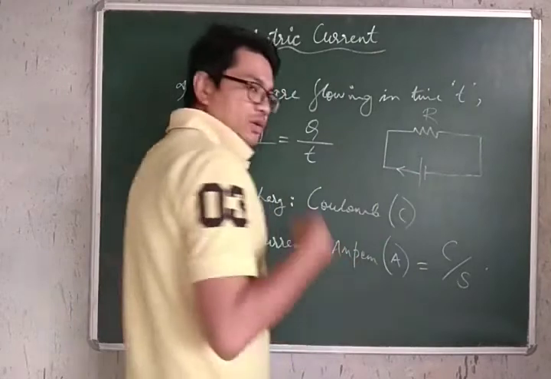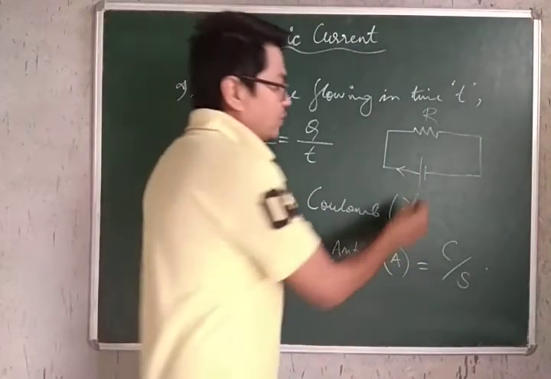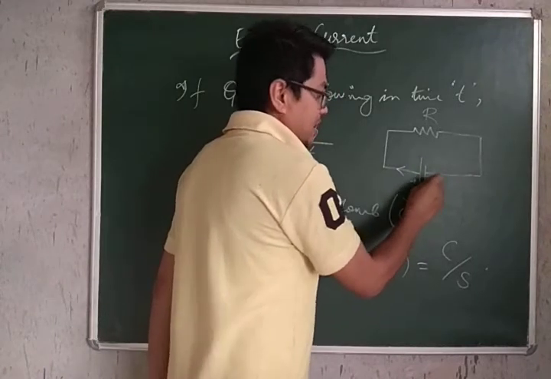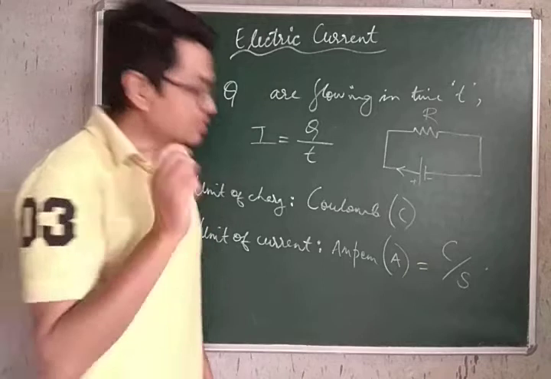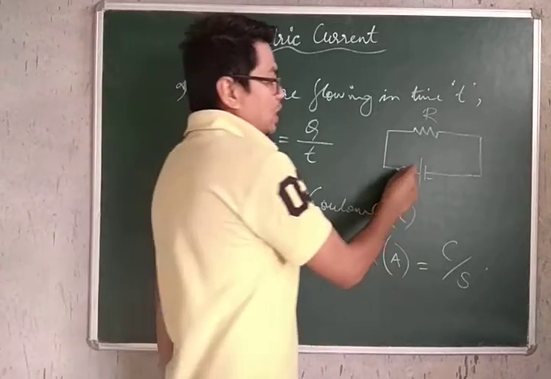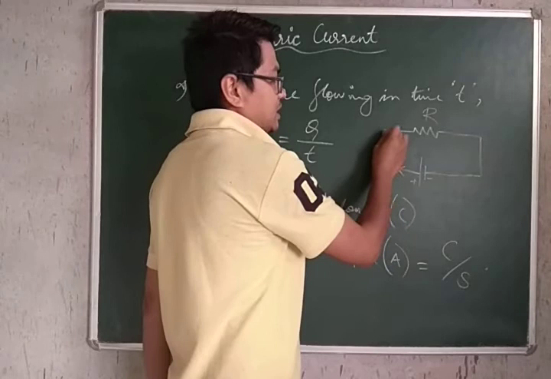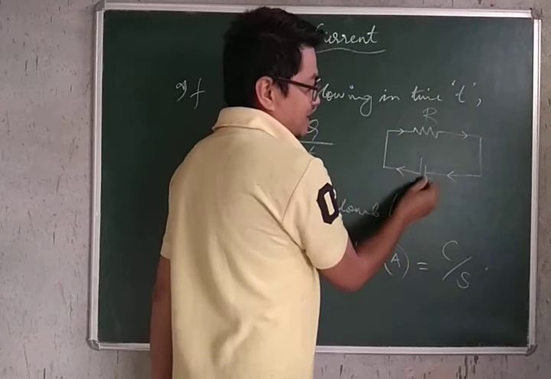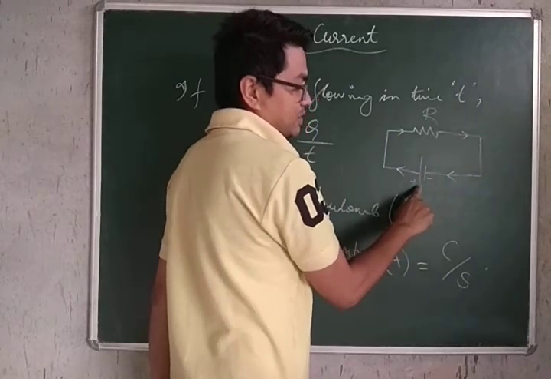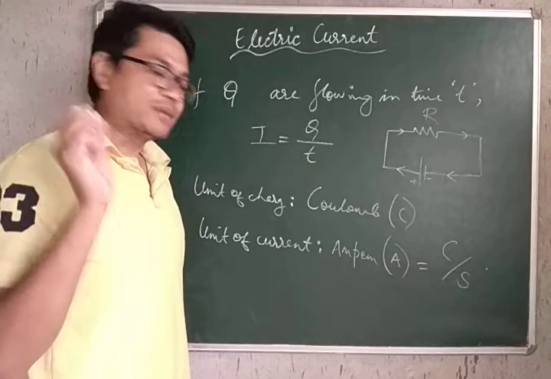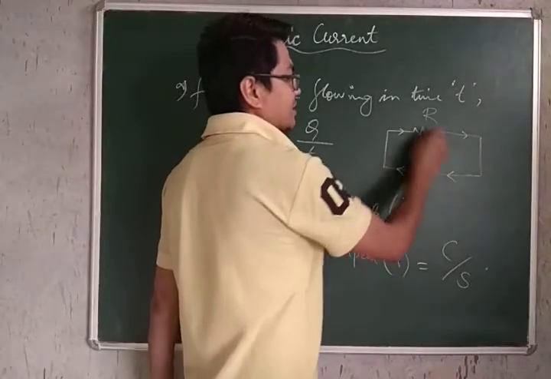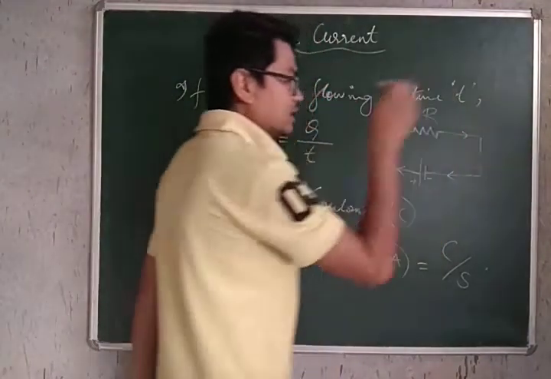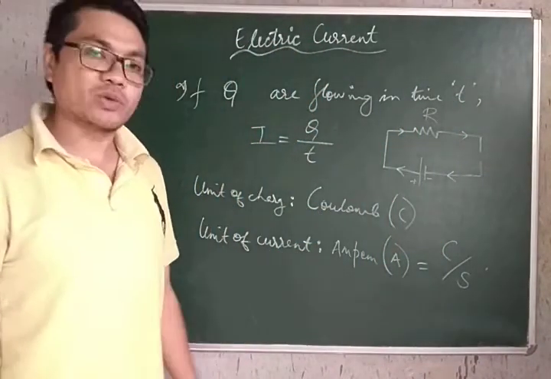Remember, by convention, current flows from the positive terminal of the battery. The longer vertical line represents the positive terminal and the shorter line represents the negative terminal. Do remember, by convention, current always flows from the positive terminal of the battery to its negative terminal outside the battery, whereas inside the battery it flows from the negative terminal to the positive terminal. And mind you, current always flows only when there is a closed circuit, a closed loop. If somehow the circuit breaks over here, then of course the current is not going to flow.